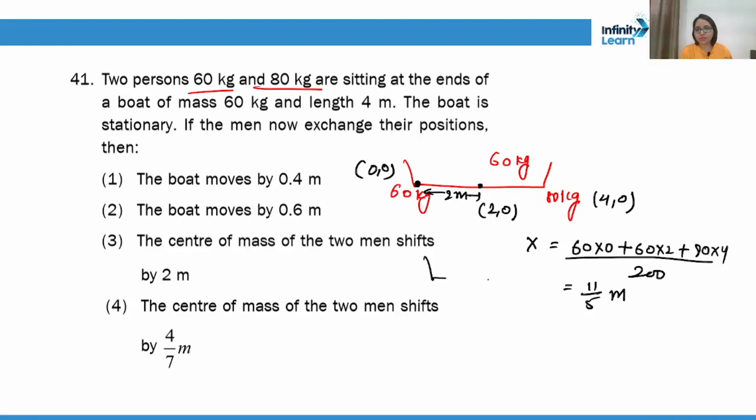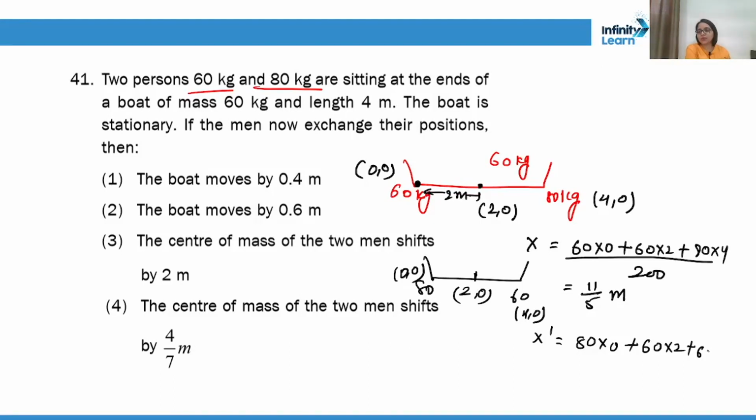Now the 60 and 80 kilogram persons interchange their positions, and we need to find the correct statement. So the 80 will be here, the 60 will be here, and the center of mass of the boat will be here at 2 comma 0. This will now become 4 comma 0 and this will become 0 comma 0. So x dash will be (m1 x1 + m2 x2 + m3 x3) / (m1 + m2 + m3), which equals 9 by 5 meter.